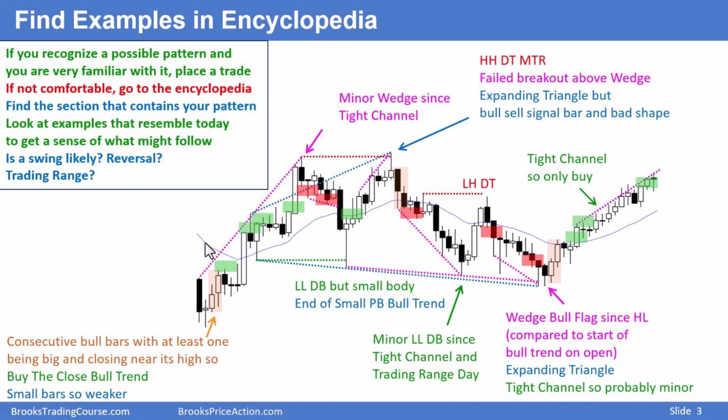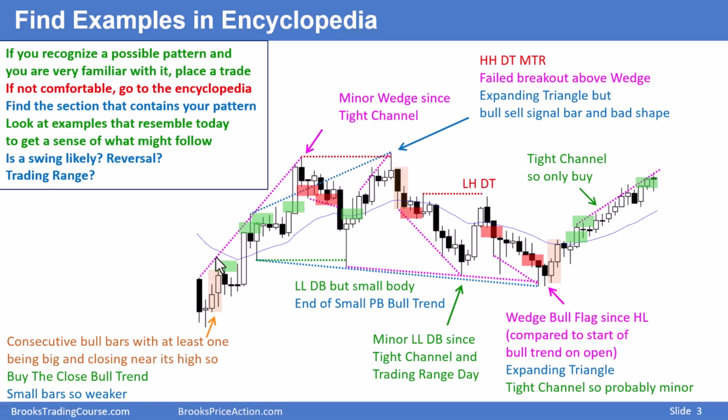This could be the start of a small pullback bull trend. It's a gap down below the moving average, probably below yesterday's close. So if you're uncomfortable with what's going on, you can look in the encyclopedia in the section about gap downs and reversals up, or in the section on bull trends from the open, or on the section of small pullback bull trends, and try to find something that looks similar to this. And if you find several days that have patterns similar to this, then you take a reasonable bet that what will follow today will be like what followed on those other days.